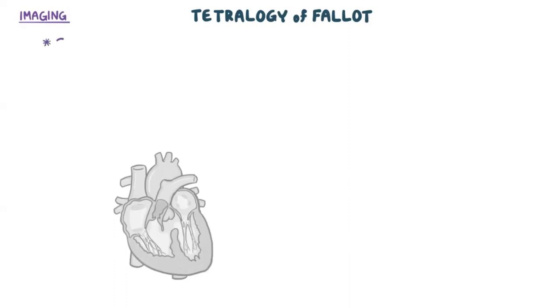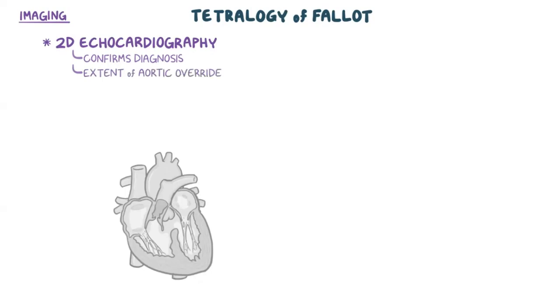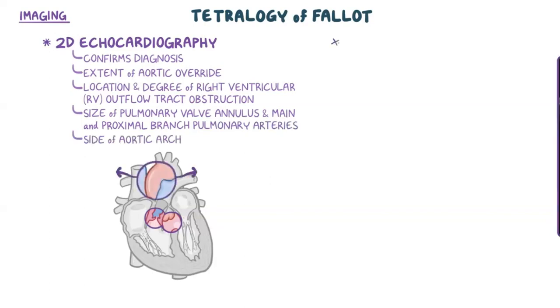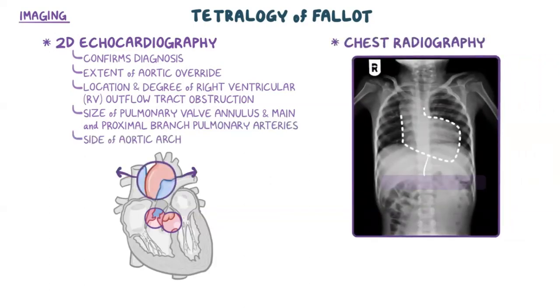Imaging-wise, the main study is 2-dimensional echocardiography, which confirms the diagnosis, establishes the extent of aortic override of the septum, the location and degree of the right ventricular outflow tract obstruction, the size of the pulmonary valve annulus, and main and proximal branch pulmonary arteries, and the size of the aortic arch. Next, chest radiography might show a classic boot-shaped heart and an enlarged right-sided aorta.